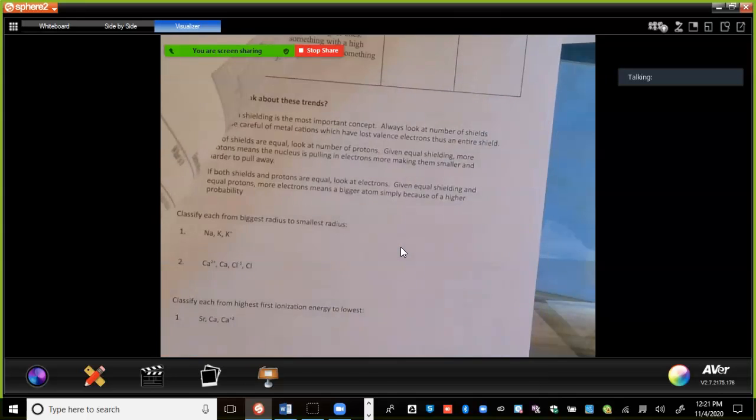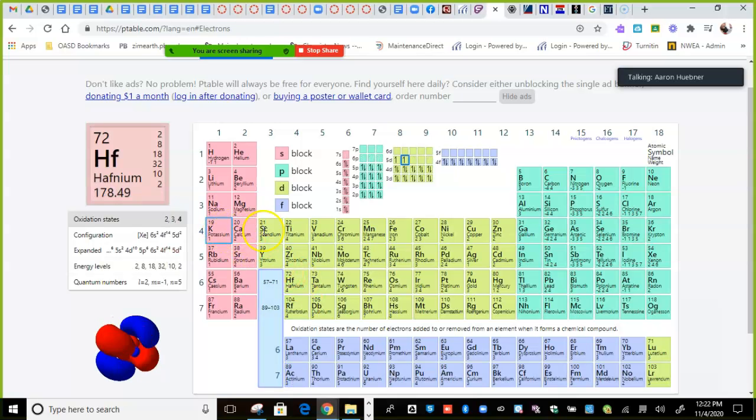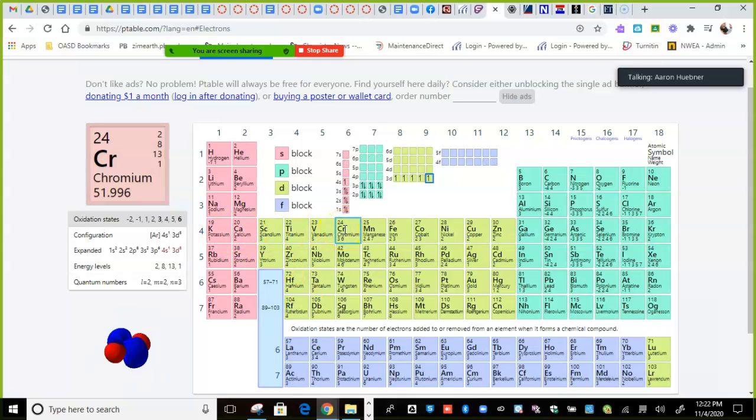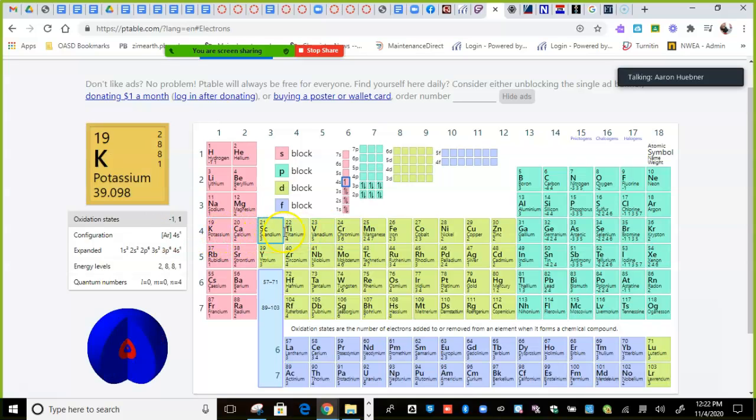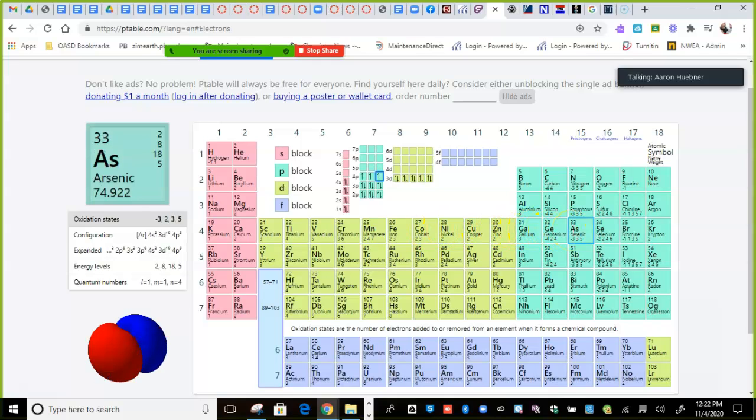We got a few more trends now. As you go left to right on the periodic table, the ionization energy is going to increase. The reason is nuclear charge. As nuclear charge increases, it takes more and more energy to pull an electron away from the nucleus, which is pulling it inward. So as you go left to right, it increases.